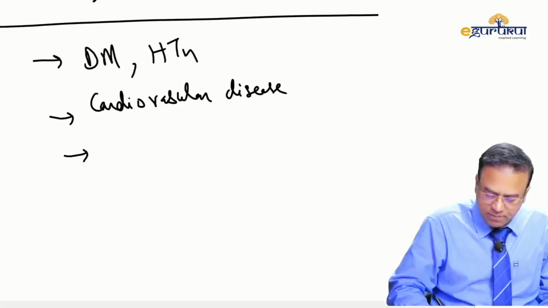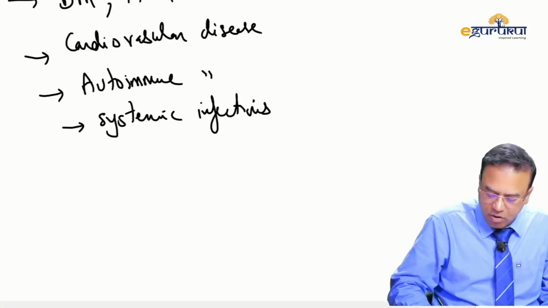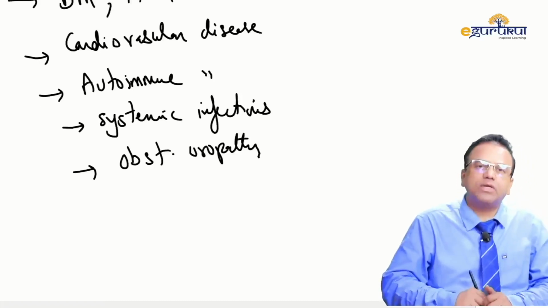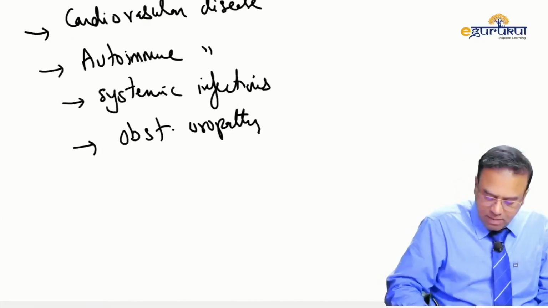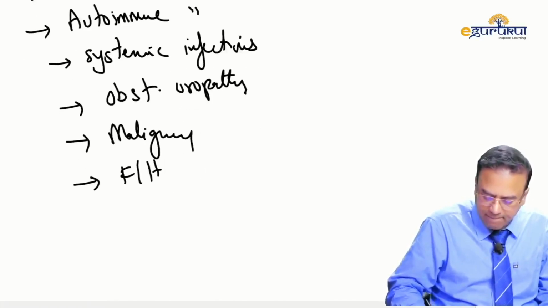Autoimmune diseases, systemic infections, patients who have got renal stones, any kind of obstructive uropathy, these patients we should keep screening for potential development of progressive kidney disease resulting in CKD. Malignancy, I told you already about family history of CKD.